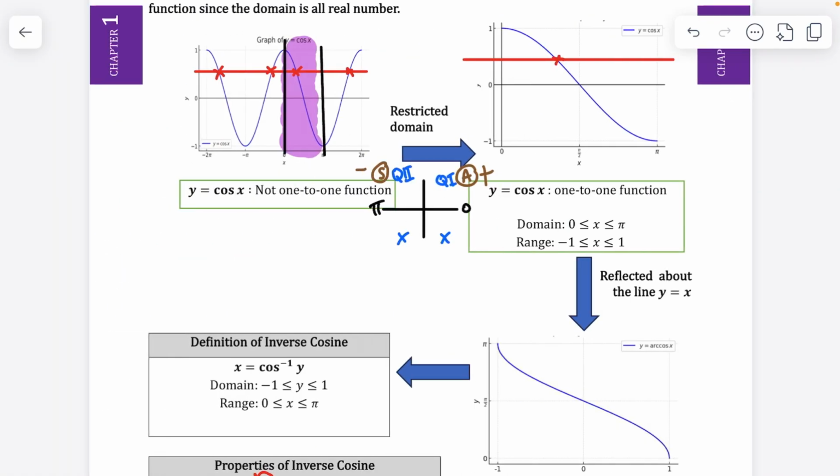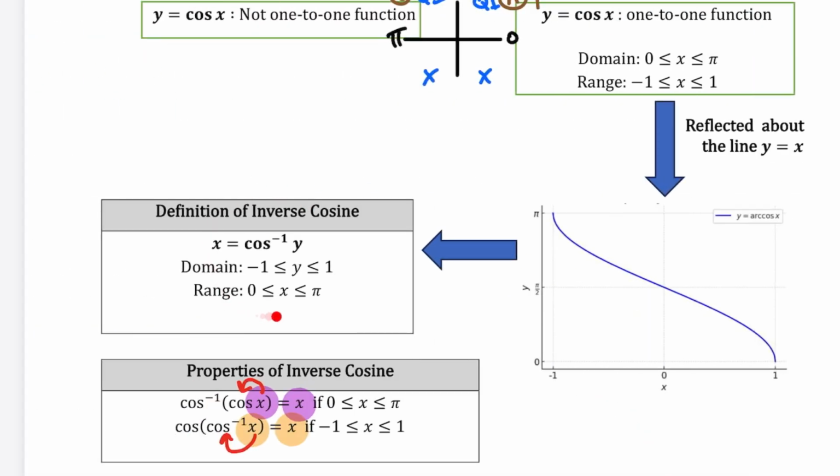Going to inverse cos, let's reflect this graph about the line y equals x. So this will be your graph. Now let's see the definition of inverse cos: x equals inverse cos y. Let's read the domain for y. y must be within negative 1 until 1 included. The range is 0 to pi. We just make it vice versa; we flip the domain and range from y equals cos to inverse cosine.